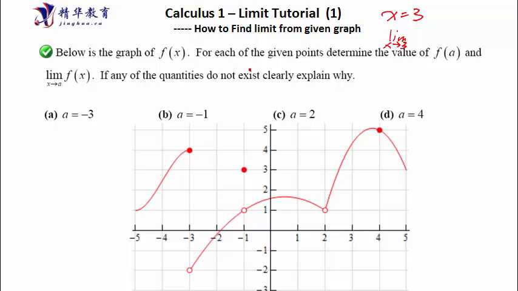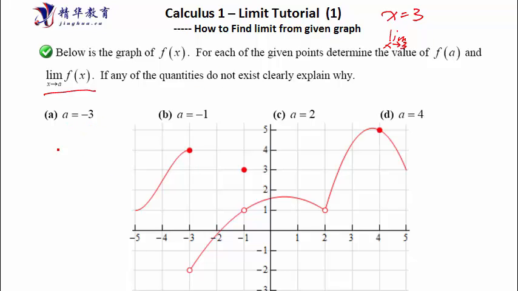Let's see the questions here. We've got a graph. For each given point, determine the value of the limit of f(x) as x approaches a, where a is -3, -1, 2, and 4. If we say f(-3), we all know how to do that, right? However, right now it's x approaching -3, so let's see how to do this. If any quantity does not exist, just clearly explain why.